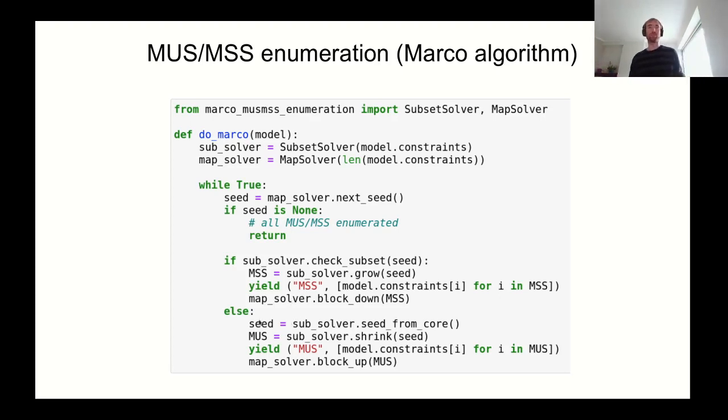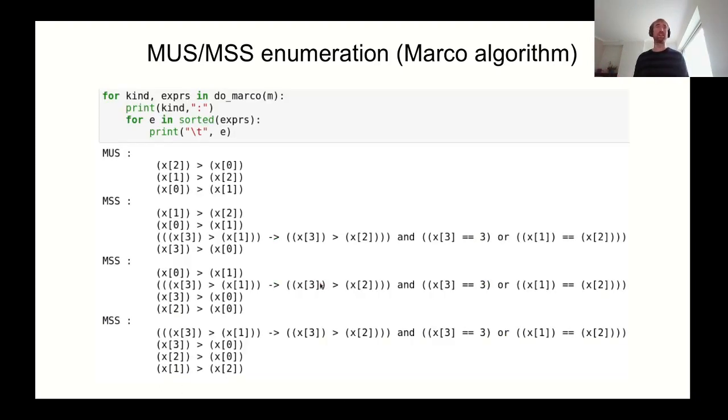If it is unsat, then we actually seed it from the unsat core. We try to shrink it further using the deletion-based algorithm just shown, and then we get a MUS, a minimal unsatisfiable subset, and we block all supersets of that MUS. And this we can just keep doing until we've enumerated all MSSs and MUSs. So this code, you can simply run it. For example, on the example below, it will generate the MUS, and then it will generate each of these three variants of the MSS, which always removes one constraint and adds the other two.